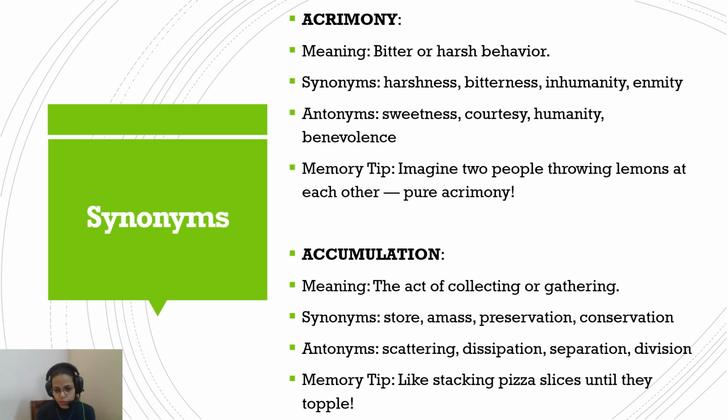So yeah, next word, accumulation. Again, this is also a fairly simple word. It means to collect or gather. The synonyms would be to store, to amass, preserve, to conserve. Antonyms would be scattering. You've heard of scattering of light in physics, I'm sure. So scattering, dissipation, separation, division. These are all antonyms for accumulation.